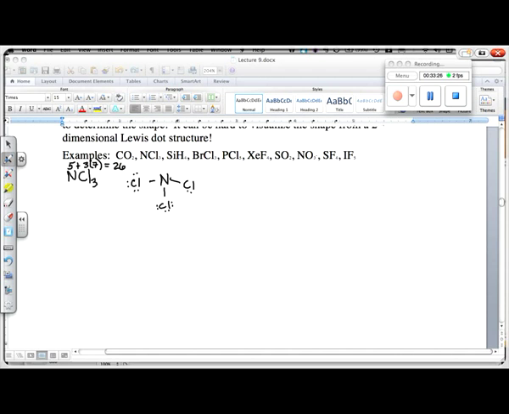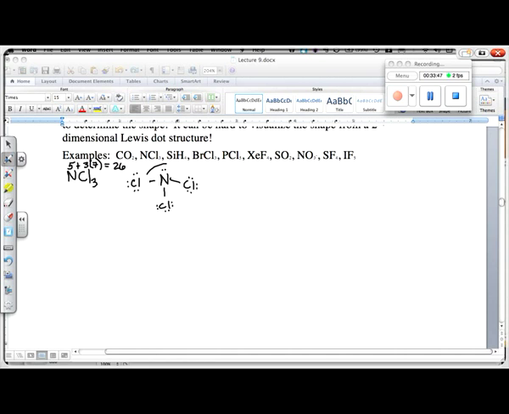Each chlorine needs 6 more because they only had 2 with that dash. Now nitrogen has 2, 4, 6, so that's why it needs that lone pair. Now let's count and see if we have 26. 2, 4, 6, 8, 10, 12, 14, 16, 18, 20, 22, 24, 26. We do have 26.